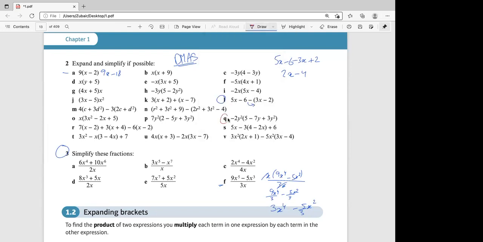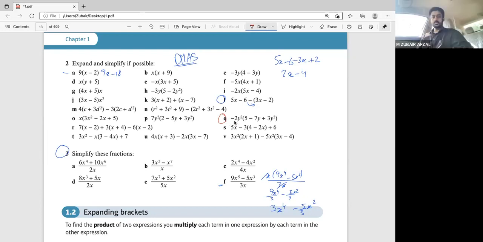If we solve this question, minus 2 into 5 is minus 10y squared, negative into negative is positive 14y cube, negative into positive is negative, and 2 3 times is 6y^4.